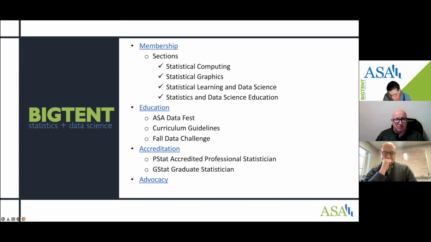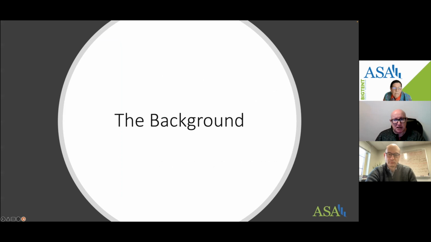We also have curriculum guidelines that have been developed for various things. Our Code of Conduct Administrator, Nick Horton, has been active in ASA curricular matters and data science matters, and is also one of the editors of one of those journals you saw on the previous page. We accredit statisticians at the student level, at the graduate statistician level, and at the professional statistician level as well. And we're active in advocating for statistics and data science. Next slide, please, Donna. Thanks.